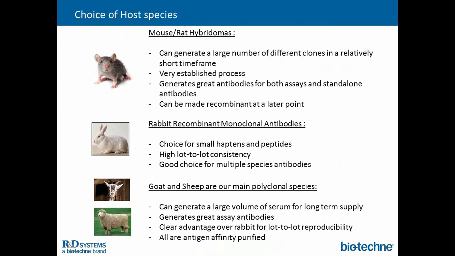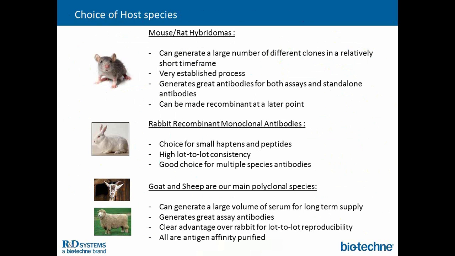The last one I want to touch on is our polyclonals. Our polyclonals are mainly based on goat and sheep. So we're not going into rabbits for those, as you might recognize here. And the reason for that is that the large animals have a definite advantage in giving you a larger mass of serum for long-term supply.